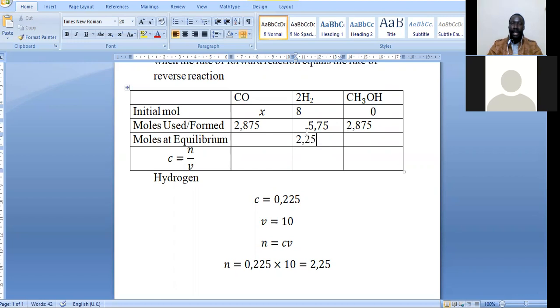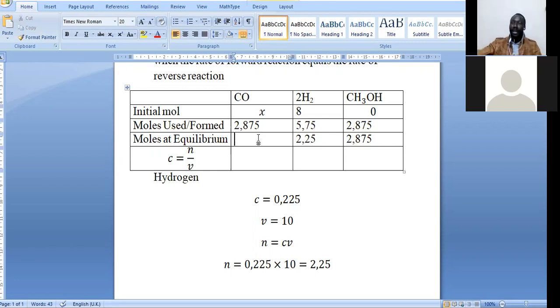Now, notice that the interesting thing here is that the number of moles generated or formed here won't change. So we will still be having 2.875. Now, how about the number of moles of carbon monoxide? The number of moles at equilibrium of carbon monoxide is going to be the number of moles.